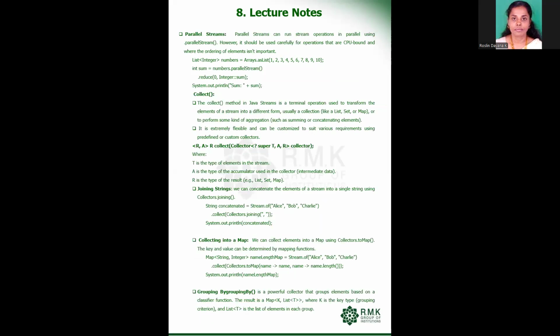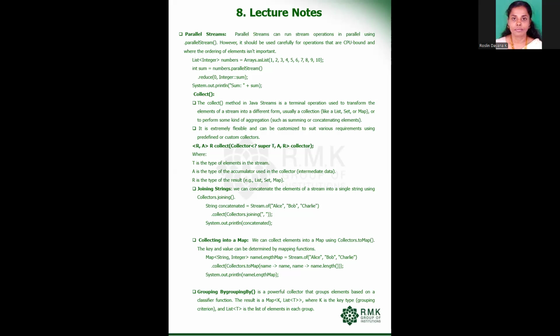Parallel streams method can be used for stream operations in parallel using dot parallelStream of. However, it should be used carefully, for operations that are CPU bound and where the ordering of elements isn't important. So numbers are 10 numbers. Using parallel stream, the multiple numbers will be executed randomly and they will be reduced to one single value. All the values will be added by executing them in multiple CPU cores.